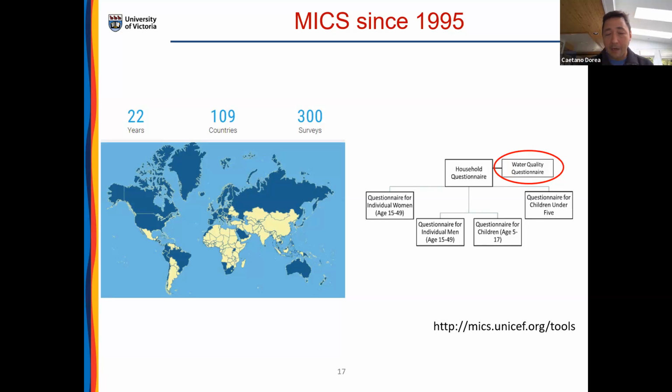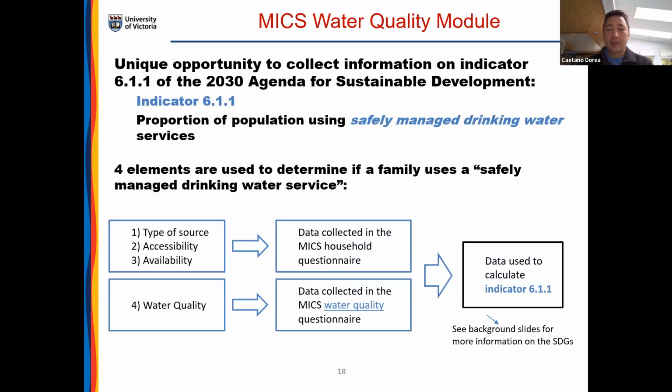The main module is a household questionnaire. There's a questionnaire for individual women, a questionnaire for individual men, a questionnaire for children age 5 to 17, and for children under 5. The household questionnaire is where a lot of WASH-related questions are, but no measurements. That's where the water quality module comes into play, as an add-on to the household questionnaire.